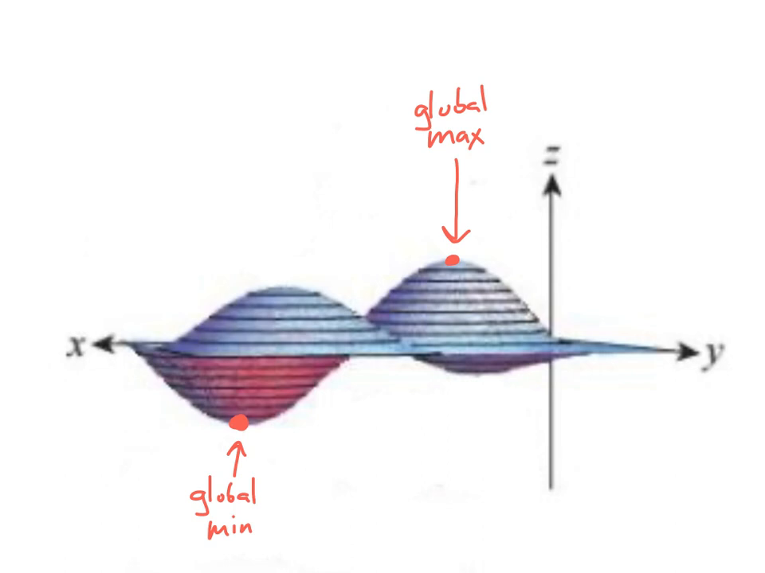Now we have two other places where something is happening. So one is right here, above the global minimum. We have a peak there of our graph, but notice that it's not as high as our global max, but it is the largest value nearby. And so this is an example of a local max.